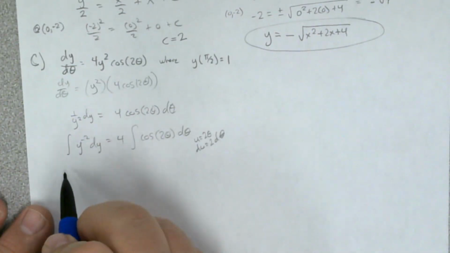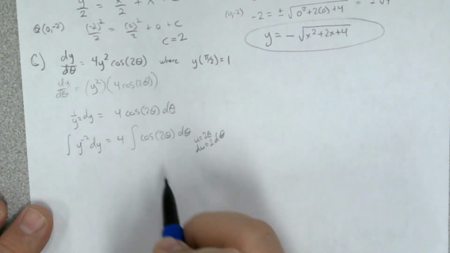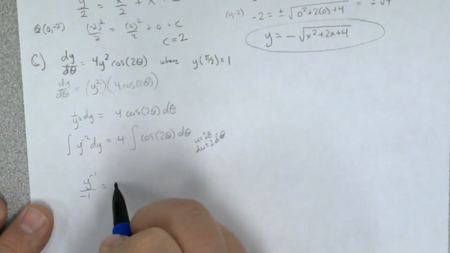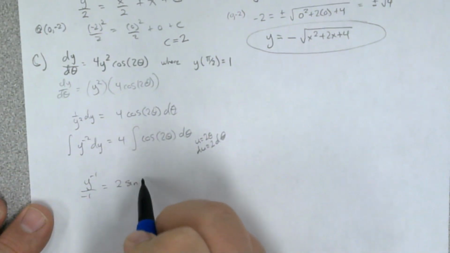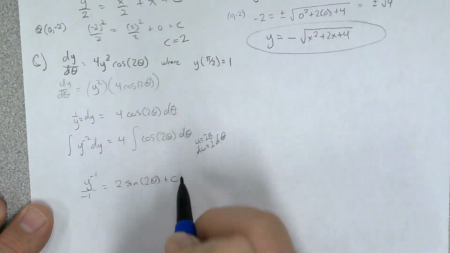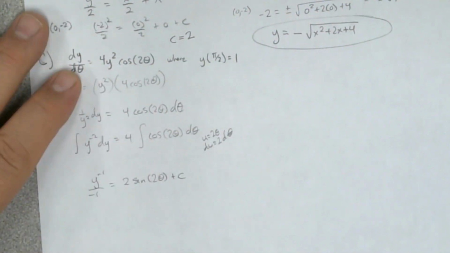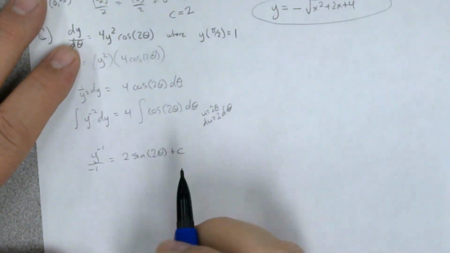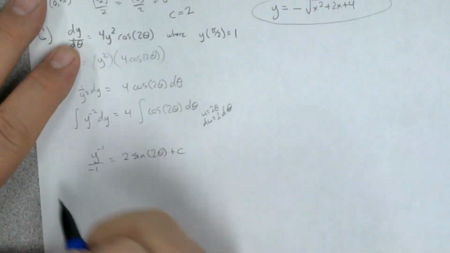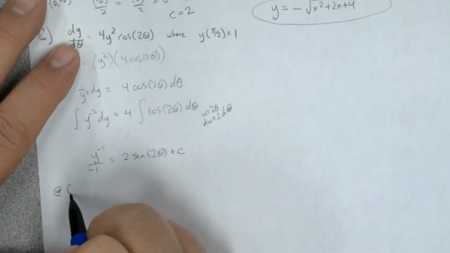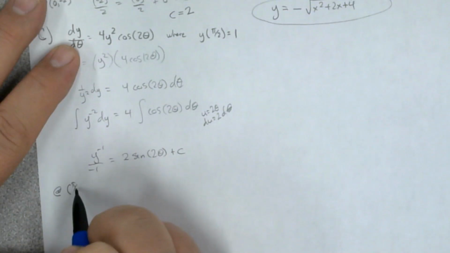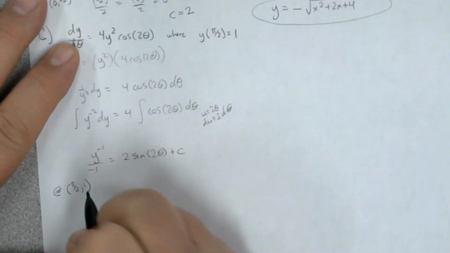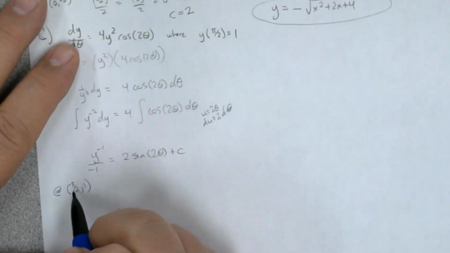So when you get done with that, you're going to end up with this right here. You'll get y to the negative 1 over negative 1. You're going to end up with 2 sine of 2 theta plus a constant. Okay? So with that, let's continue on here. We have initial conditions. So at the initial point, which is pi over 2, comma 1, y is 1, theta is pi over 2.